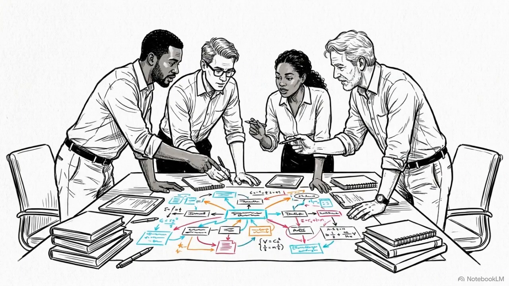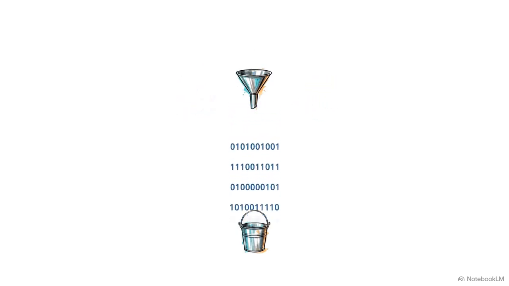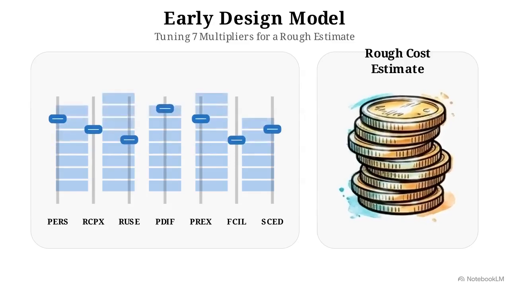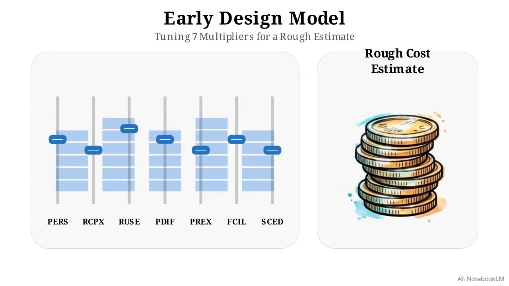Once the core requirements are agreed upon, but the detailed architecture is still forming, we move to the early design model. Here, the measurement unit shifts to function points. The model applies a formula to mathematically convert these functions into an estimated number of lines of source code. Because the project is still in its infancy, the early design model uses a simplified set of just 7 multipliers to generate a rough cost estimate.